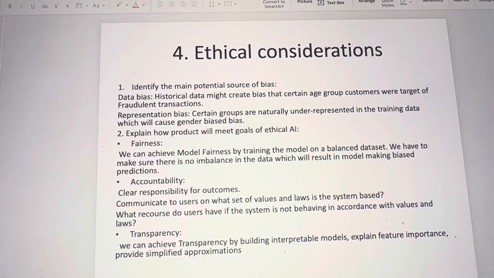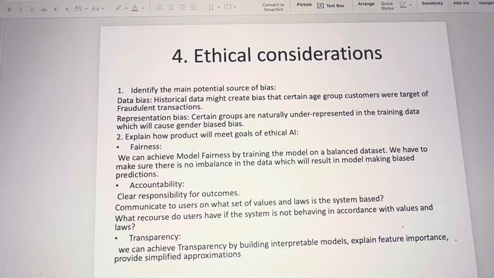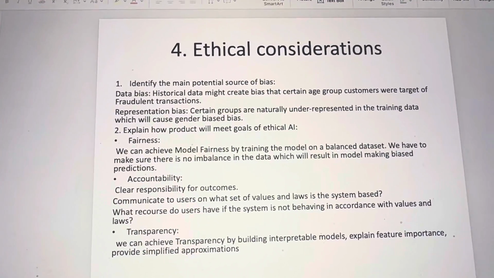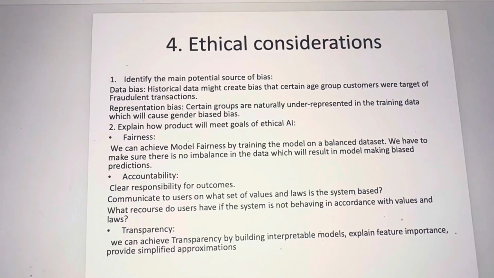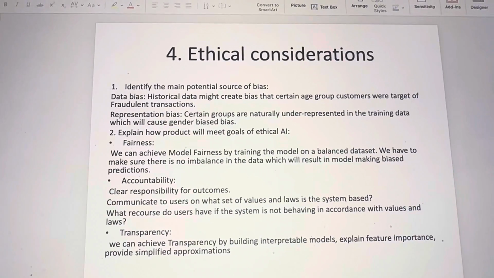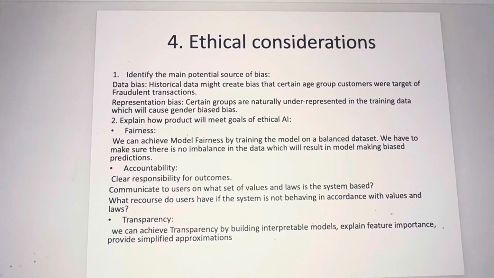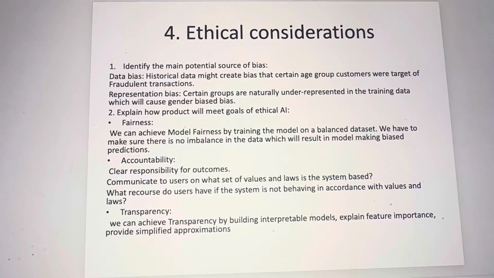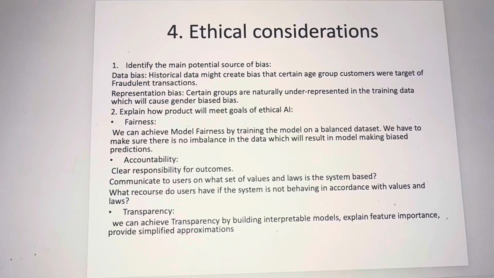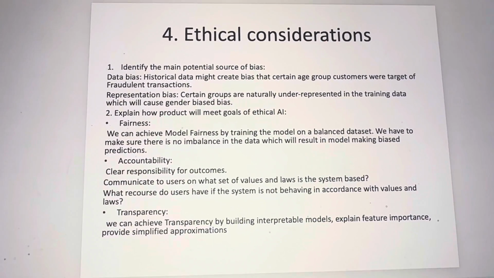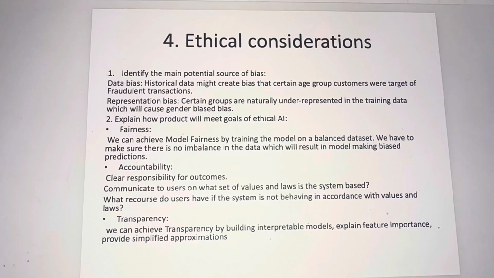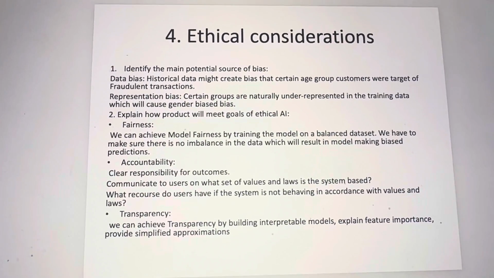And how will we meet the goals of ethical AI? Fairness, accountability, and transparency. For fairness, we can achieve model fairness by training the model on balanced data. We have to make sure that there is no imbalance in the data which will result in the model making biased predictions. Accountability: we have to take clear responsibility for outcomes. Communicate to users on what set of values and laws the system is based. What recourse do users have if the system is not behaving in accordance with laws?